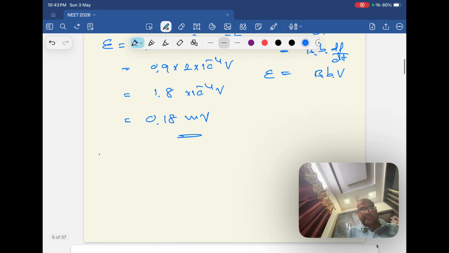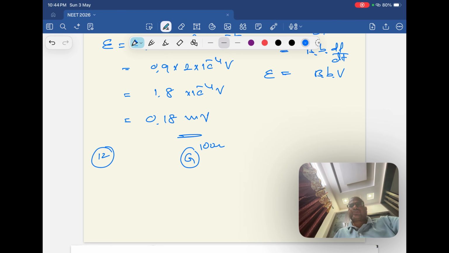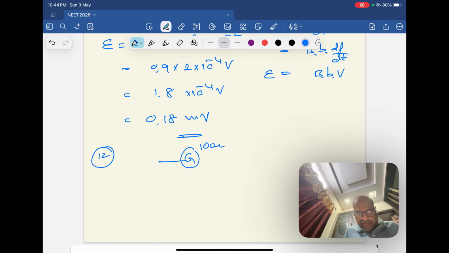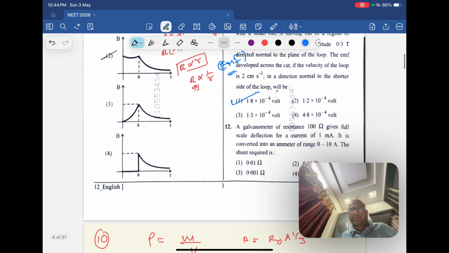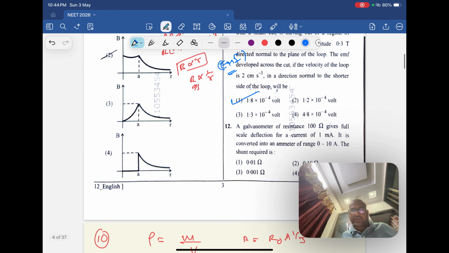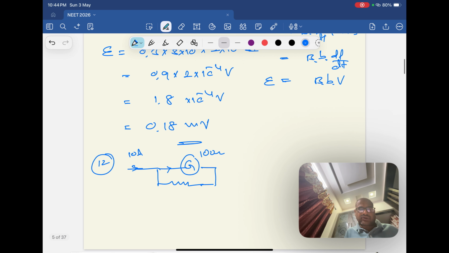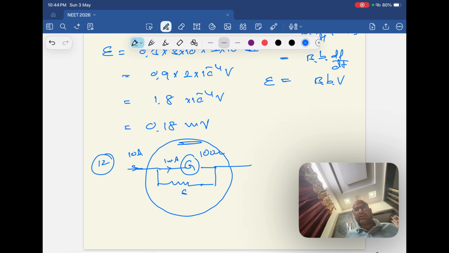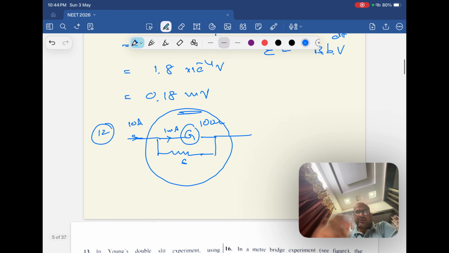Now the 12th question. We have a galvanometer of 100 ohm resistance, and we are connecting a small resistance, shunt, in parallel here, and the maximum current here is 10 ampere. Out of this, for full scale deflection, how much current is the galvanometer carrying? Galvanometer deflection is for a current of 1 milliampere. So the maximum current through the galvanometer is 1 milliampere. When you connect how much shunt resistance, then this will behave like an ammeter which measures current of 10 ampere.